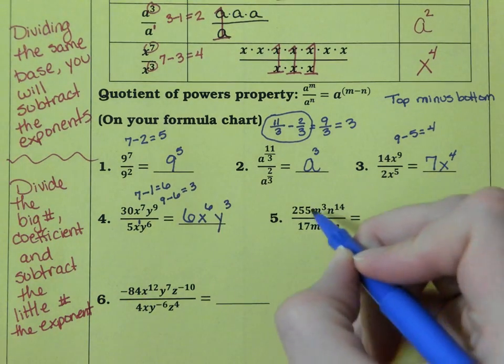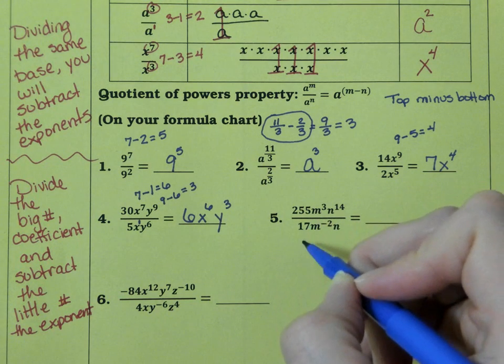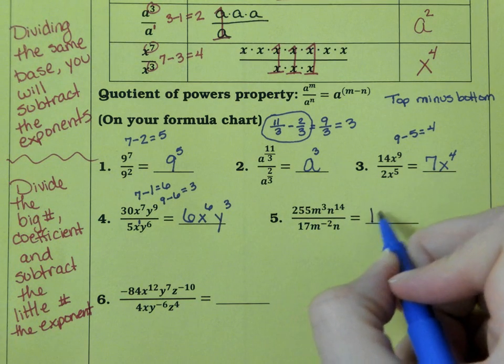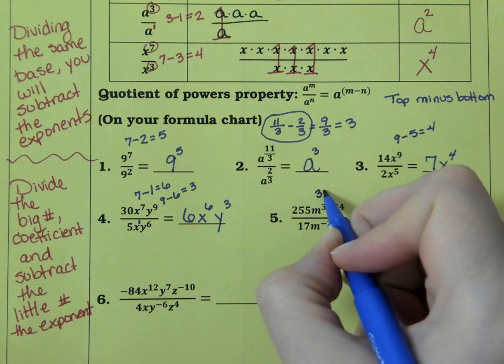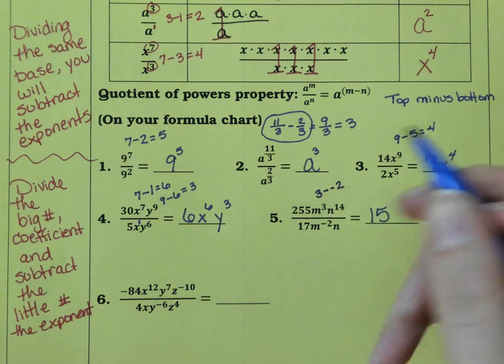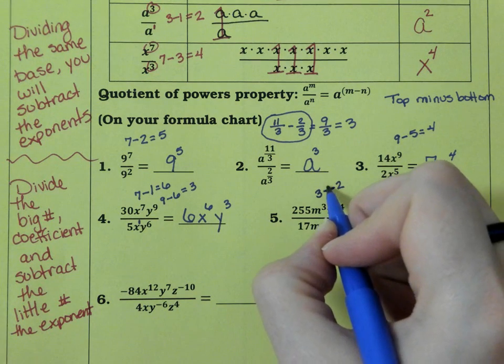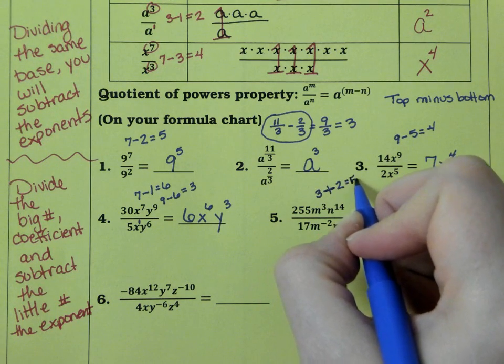And number 5, 255 divided by 17 is 15. And then I look at my m's. I have 3 minus negative 2. And if you type that in, 2 negatives give you a positive, and it's a 5.